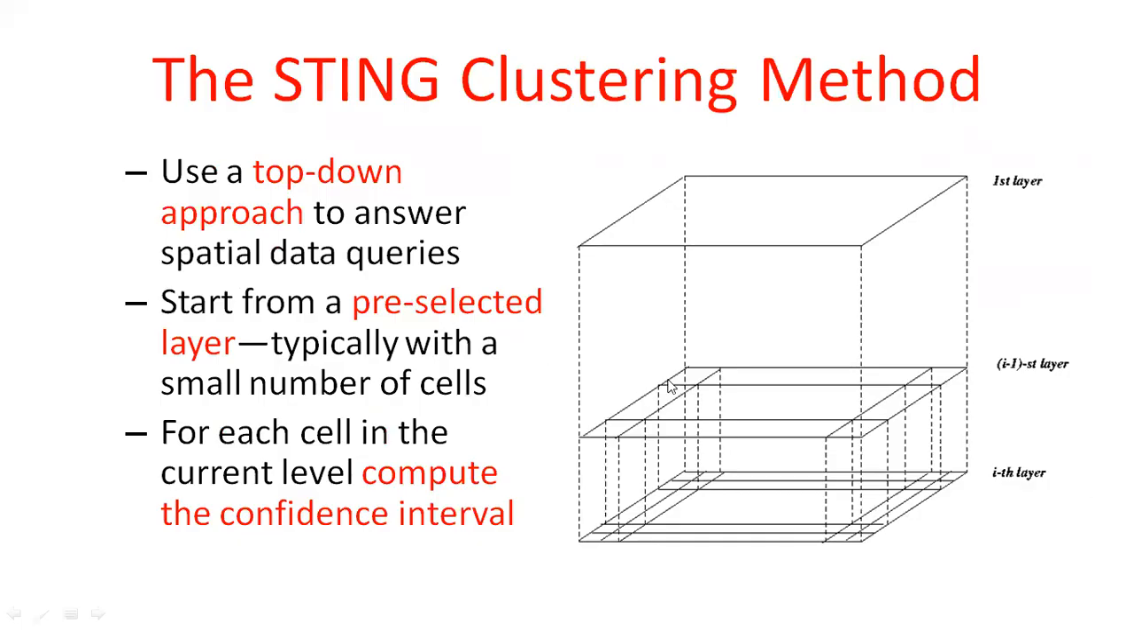It can use a top-down approach to answer spatial data queries. Start from a pre-selected layer, typically with a small number of cells. Let us assume it starts from the first layer. For each cell in the current level, compute the confidence interval.